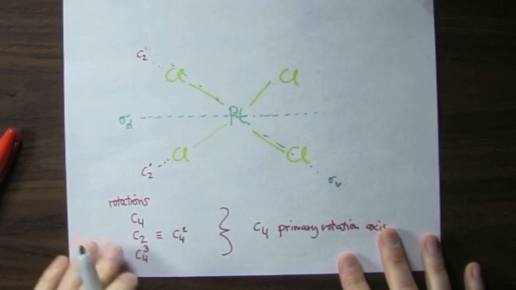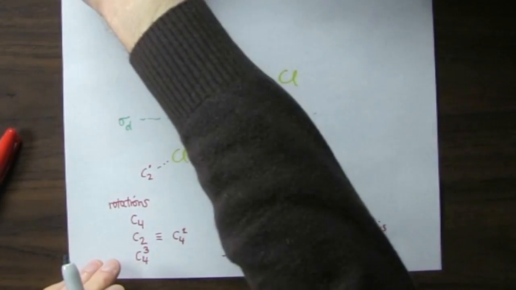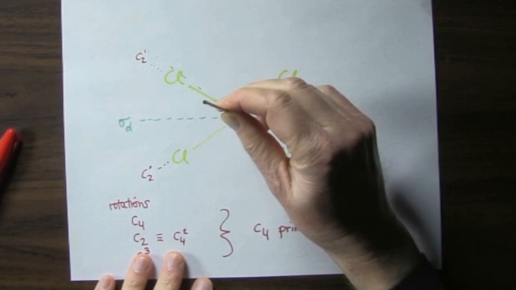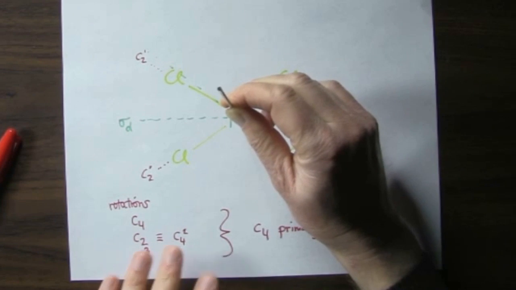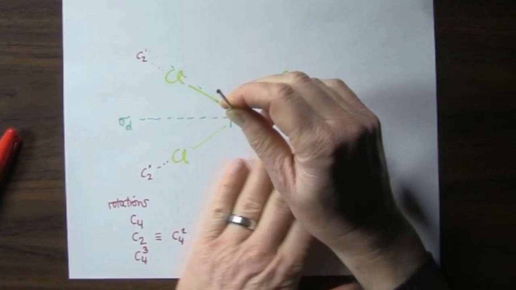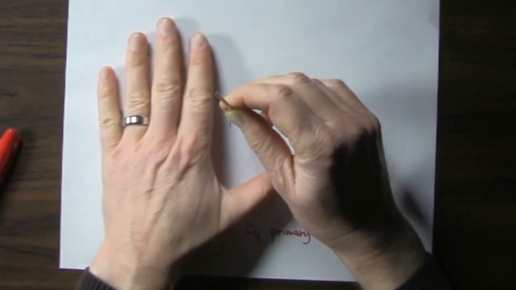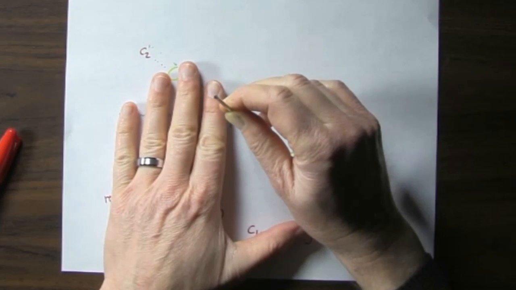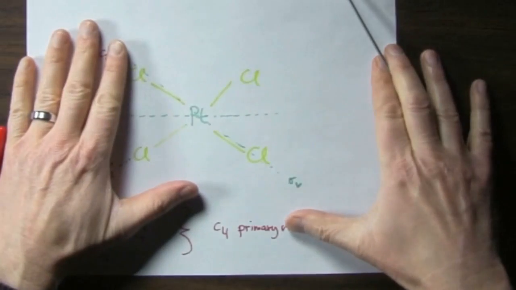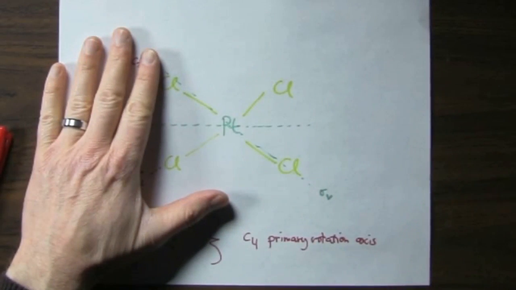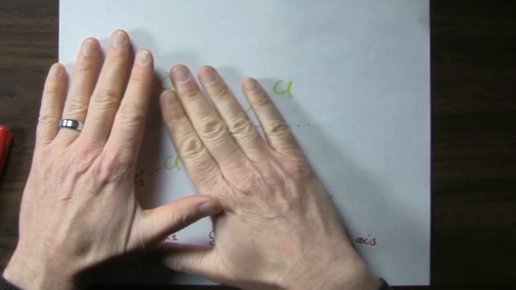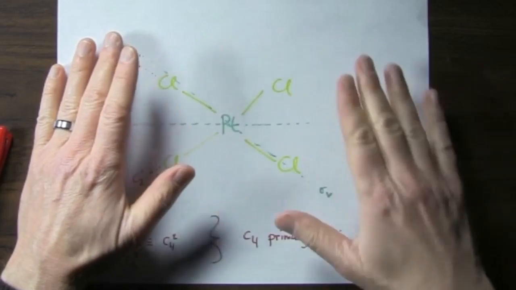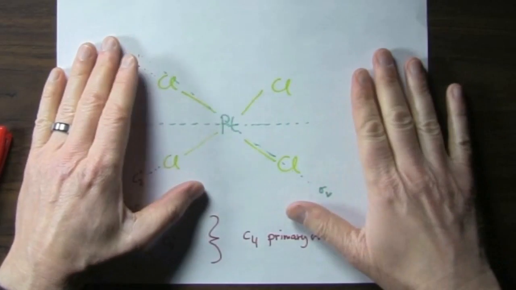And there is a horizontal mirror plane. A horizontal mirror plane is perpendicular to the primary rotation axis. Here's again a C4 primary rotation axis, and we started out saying this is a square planar molecule. It fits in the plane of this paper, which is perpendicular to this rotation axis. So the plane of the paper is a mirror plane. We reflect the top half of the molecule to the bottom half, cutting right through the atoms.